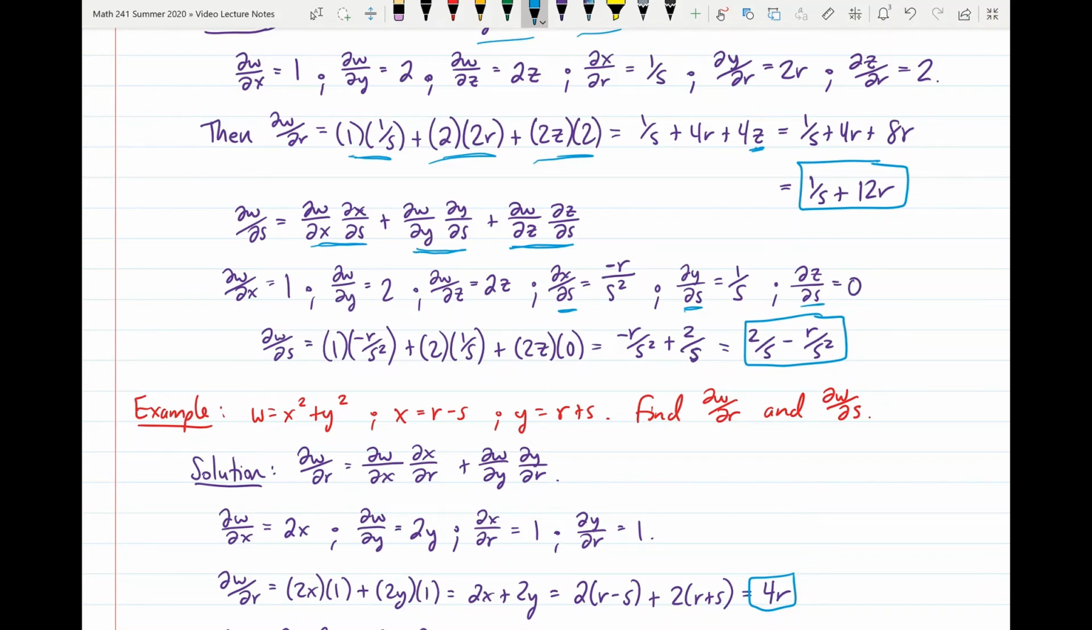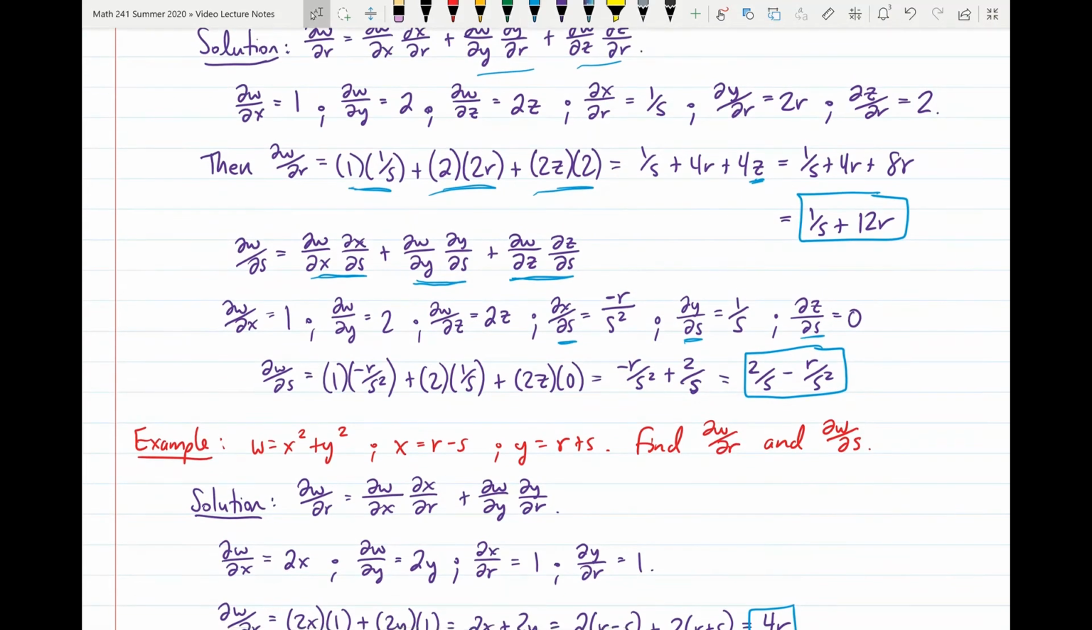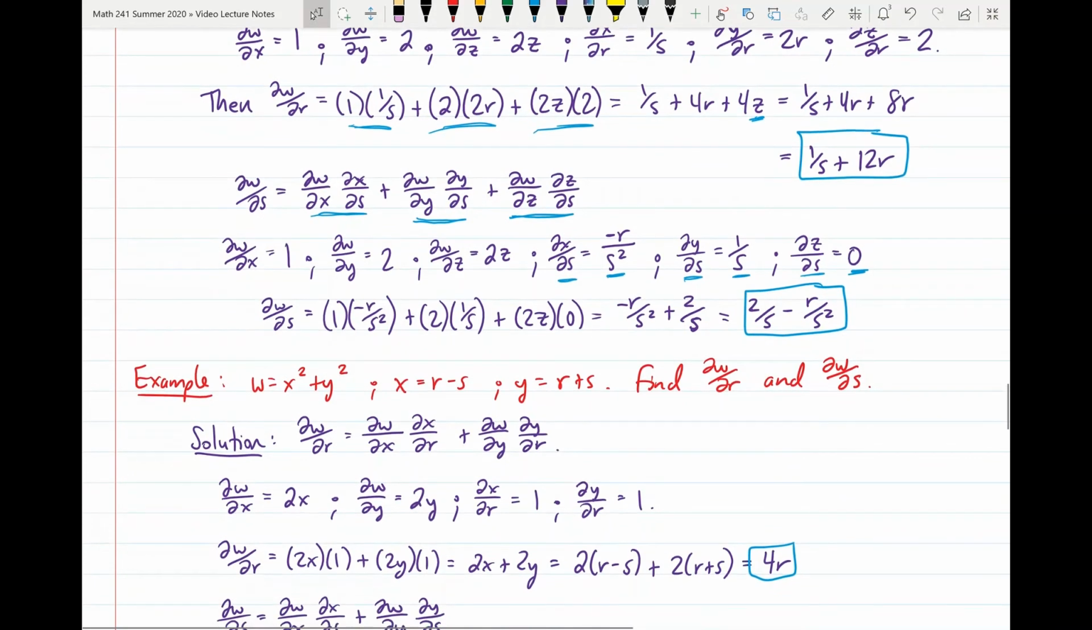And you can take my word for it that in this case we get negative r over s squared, 1 over s, and then 0. And now we're going to take all of those different expressions and plug them back into our expression for the partial derivative of w with respect to s. And we ultimately get minus r over s squared plus 2 over s. And in this case, we don't have any intermediate variables to substitute for, so we can just circle our answer there. It is 2 divided by s minus r over s squared.